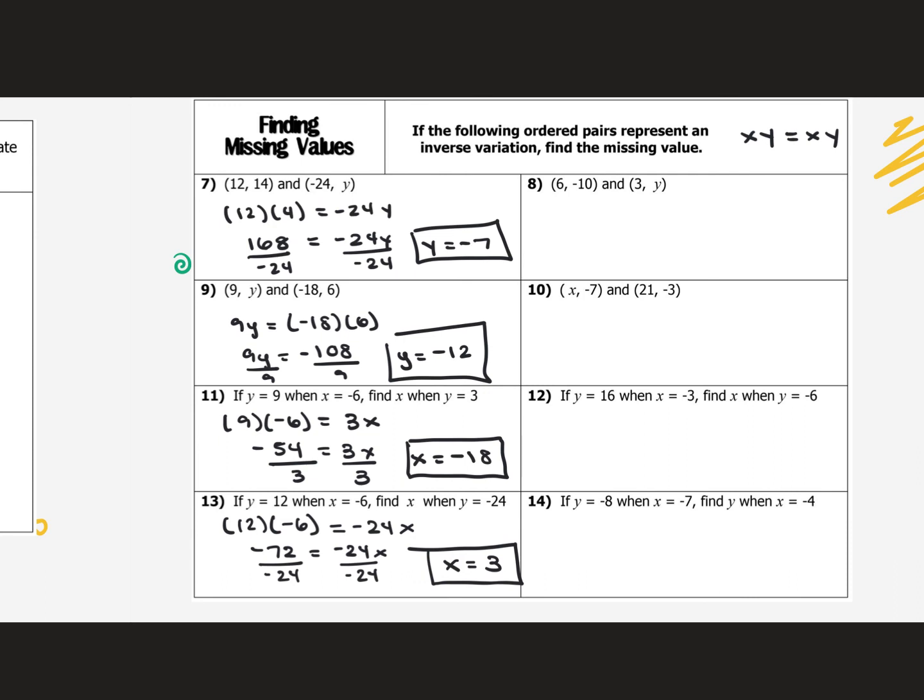All right, similar to direct variation, I want you to pause the video, and I want you to work on 8, 10, 12, and 14 and have me check your answers. All right, so now that you've had me check your answers for the inverse variation, I want you to go ahead and summarize what you've learned from today's lesson.